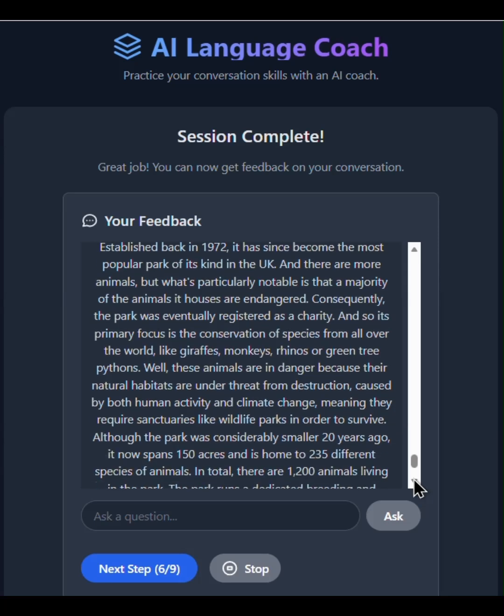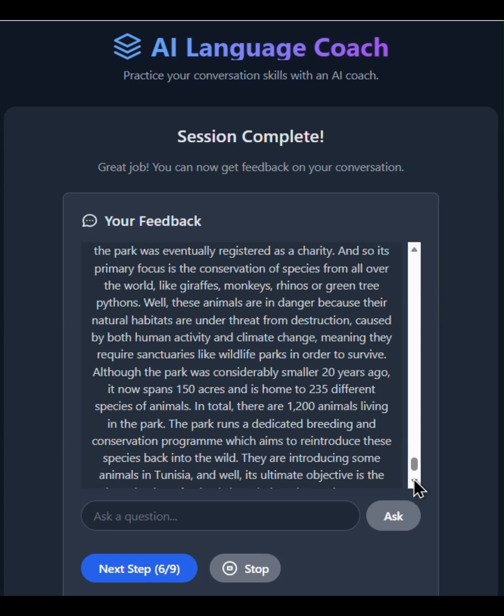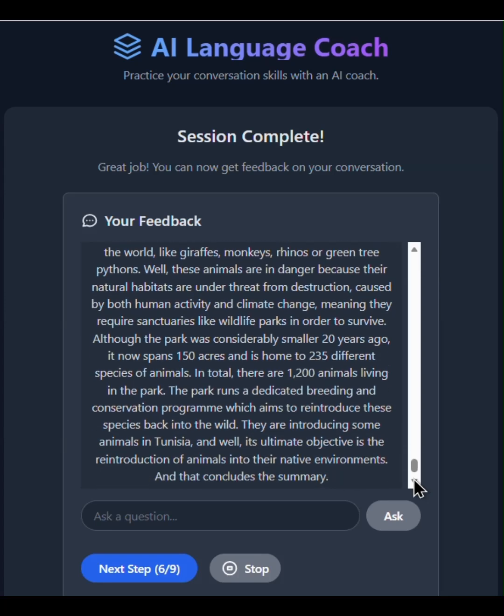Well, these animals are in danger because their natural habitats are under threat from destruction caused by both human activity and climate change, meaning they require sanctuaries like wildlife parks in order to survive. Although the park was considerably smaller 20 years ago, it now spans 150 acres and is home to 235 different species of animals. In total, there are 1,200 animals living in the park.